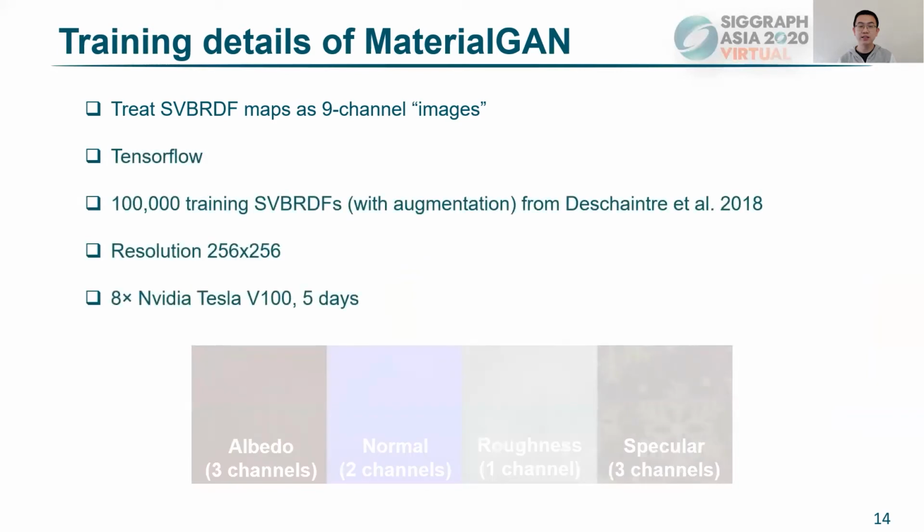MaterialGAN is trained in TensorFlow with the same loss function and similar hyperparameters from StyleGAN 2. All the training data are from the previous paper with a resolution of 256 by 256.